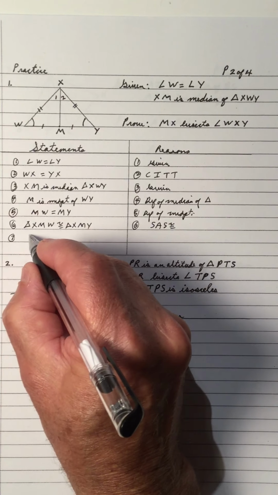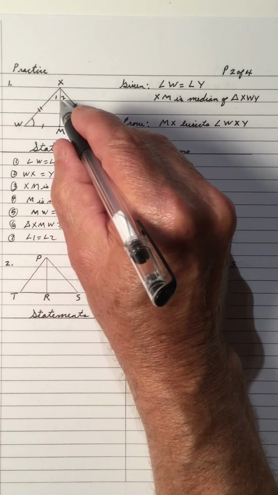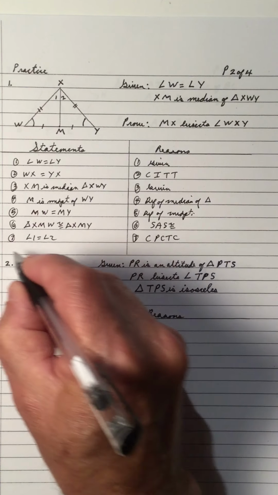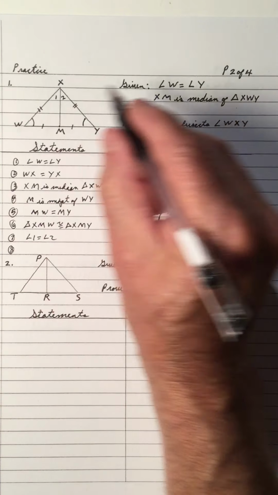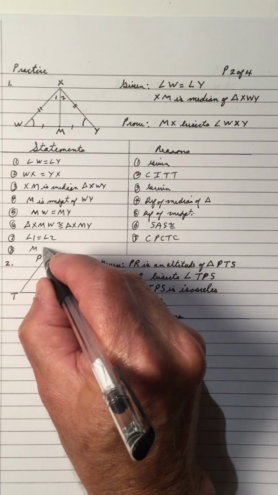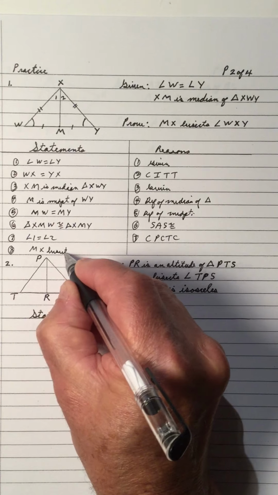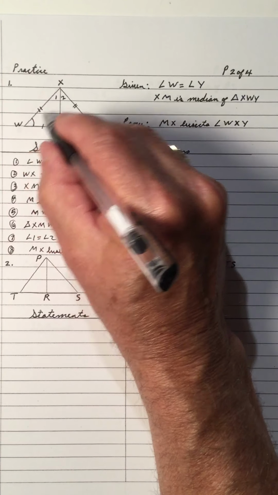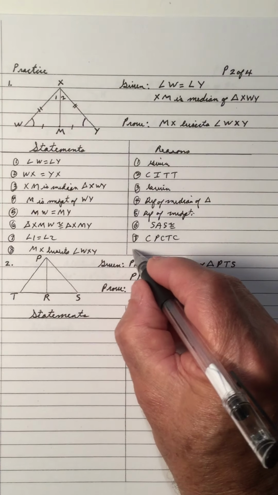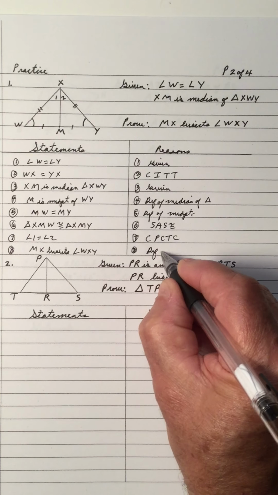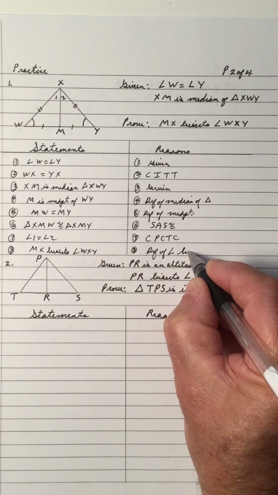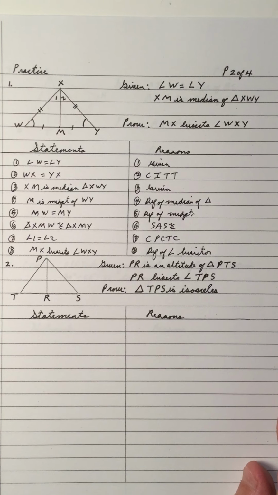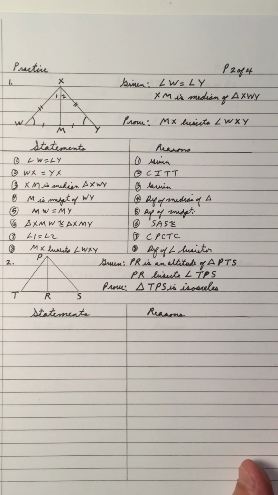And as a result, we have angle 1 equals angle 2 in the two triangles, and that's CPCTC. And because these angles are equal, that means that MX bisects angle WXY, and the reason is definition of angle bisector. So one proof is done. So let's do another proof to see what happens.